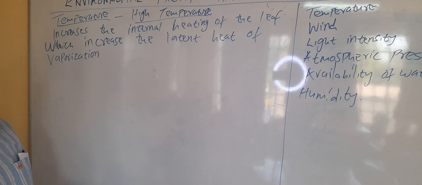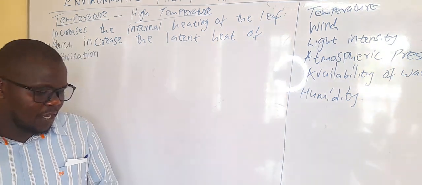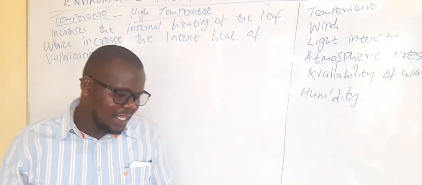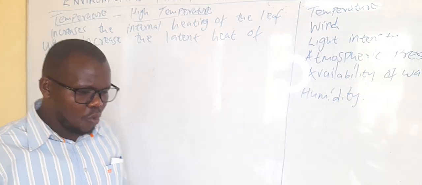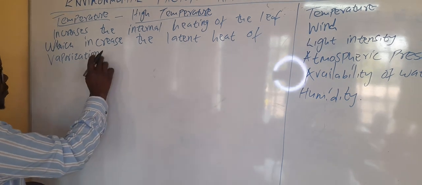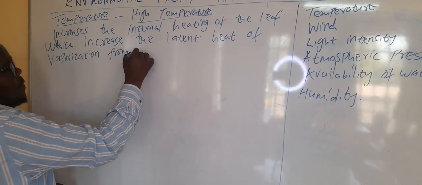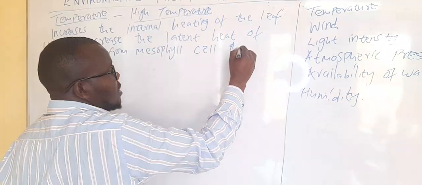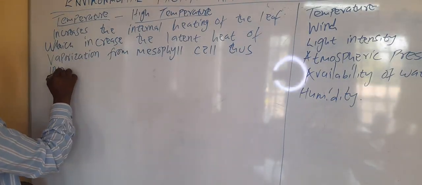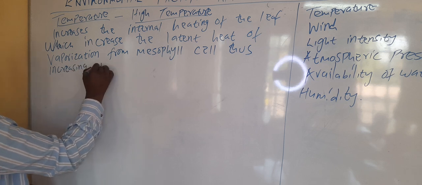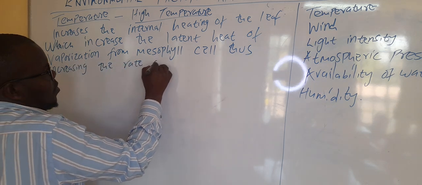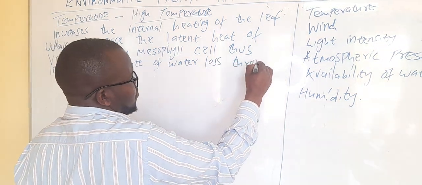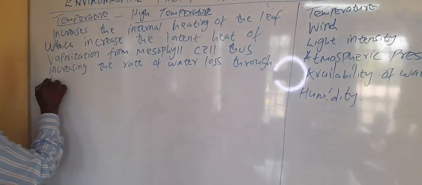And when it increases this latent heat of vaporization, this is what now happens from the mesophyll cells to the atmosphere. This leads to a higher rate of water loss. So we are saying heat of vaporization from where? Mesophyll cells. Thus, increasing the rate of water loss through transpiration.